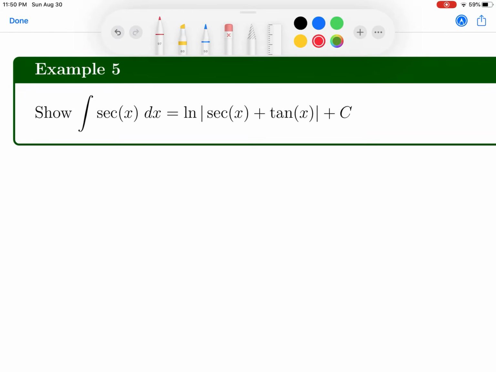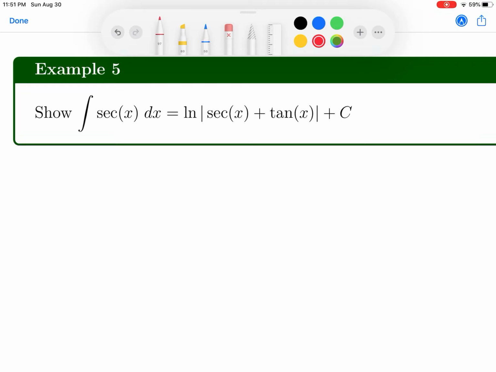So example 5 here. Okay, so this is a little bit different of a problem. It says show, so it wants us to show something. It wants us to prove something. So we have the integral of secant x dx is equal to ln of the absolute value of secant x plus tangent x plus c. We want to prove this, or we just kind of want to show that it is valid.